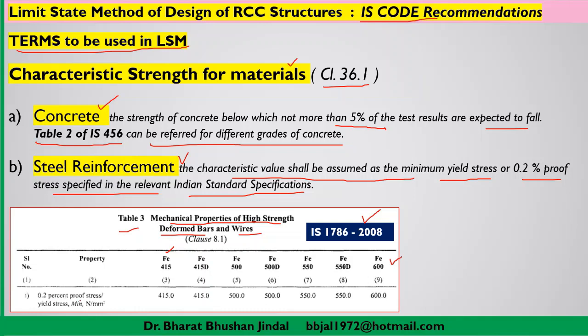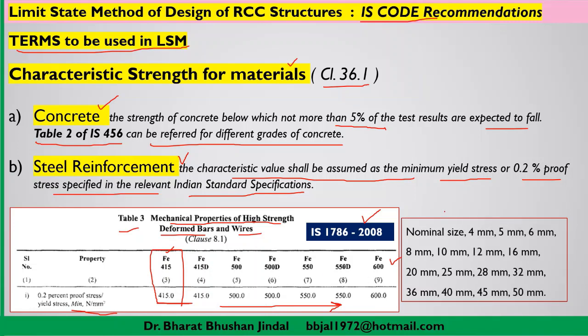Now 0.2% proof stress or yield stress is the minimum value. So for the yield strength, if you are taking Fe 415 steel into design, then you will take its minimum yield strength, that is 415 MPa. Accordingly, there are various grades of steel, and you can take the yield strength of that steel for your design calculation purpose.